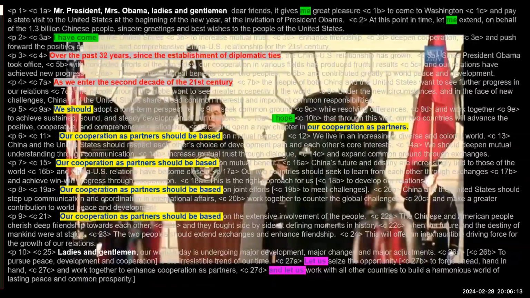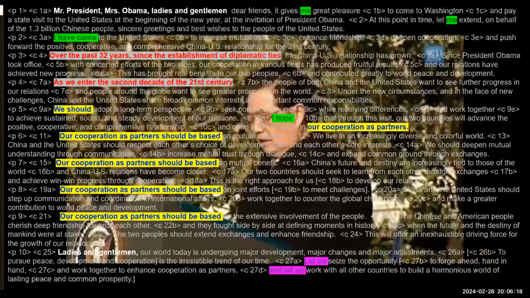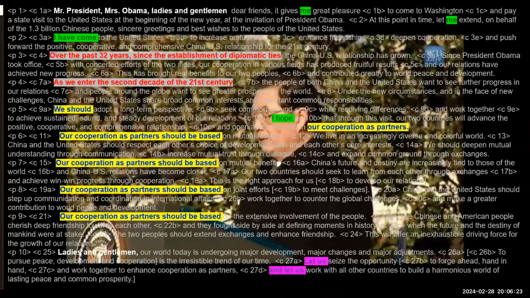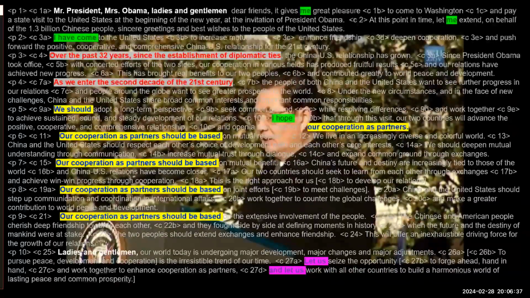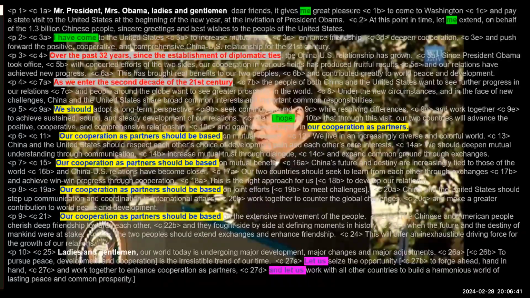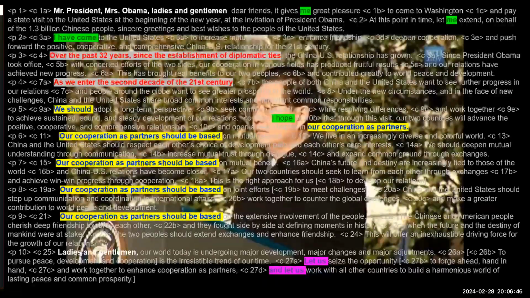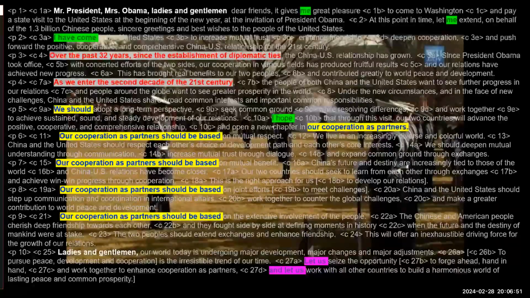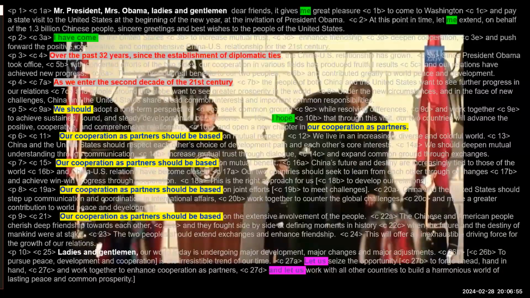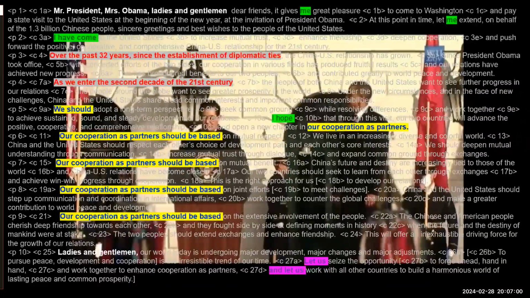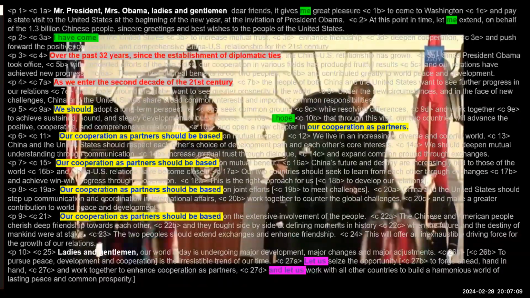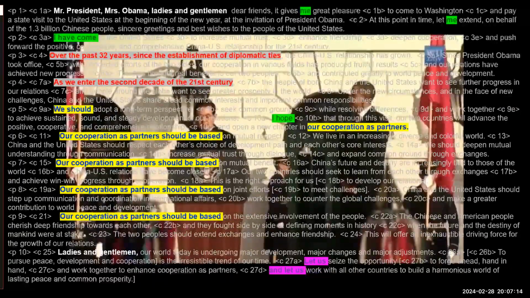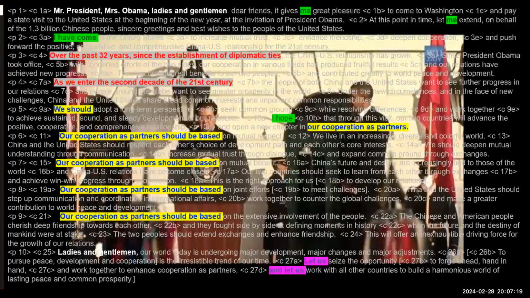For the past 32 years since the establishment of diplomatic ties, the China-US relationship has grown into one with strategic significance and global influence. Since President Obama took office, with concerted efforts of the two sides, our cooperation in various fields has produced fruitful results, and our relations have achieved new progress. This has brought real benefits to our two peoples and contributed greatly to world peace and development.